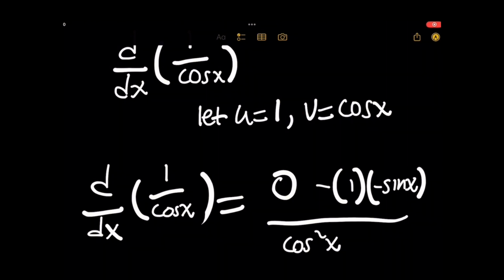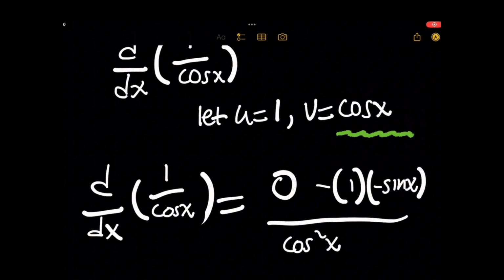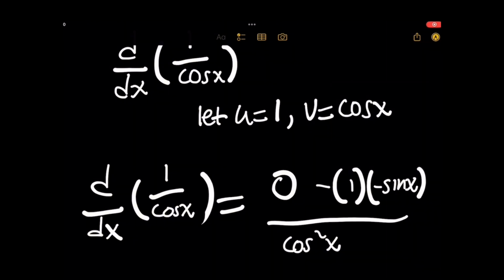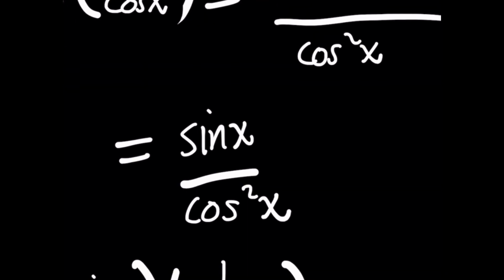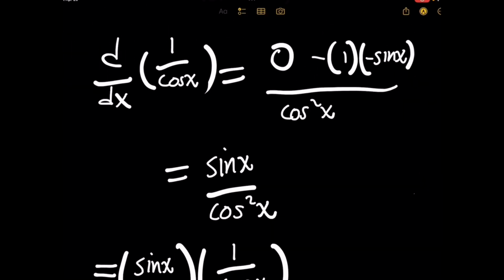And then minus, okay, you have u, the original u, which is 1, times the derivative of v. Well, the derivative of cosine of x is negative sine of x. And then this is all divided by cosine squared of x. And so when you simplify everything, you'll get sine of x over cosine squared of x. Now, this isn't wrong, but you still have a ratio here, right? And there's actually a simpler way of writing this.